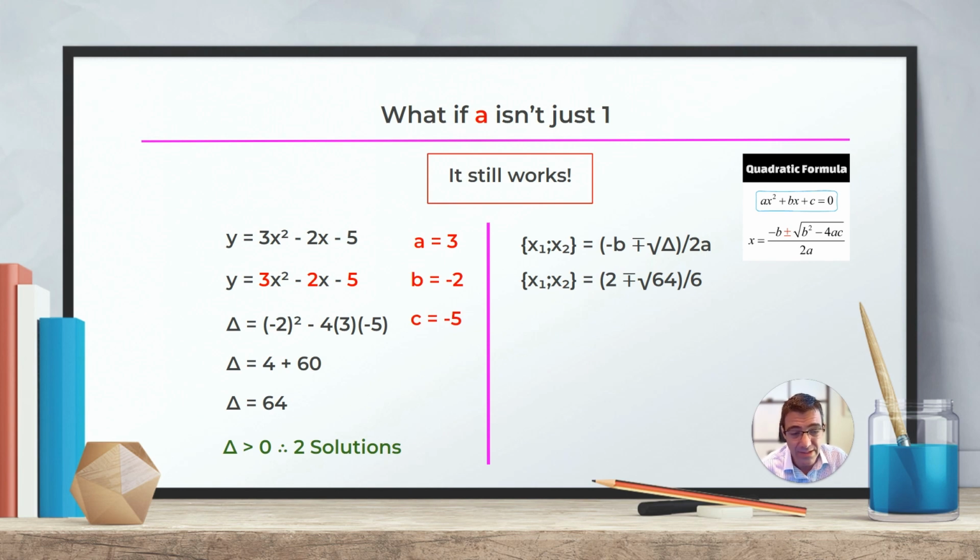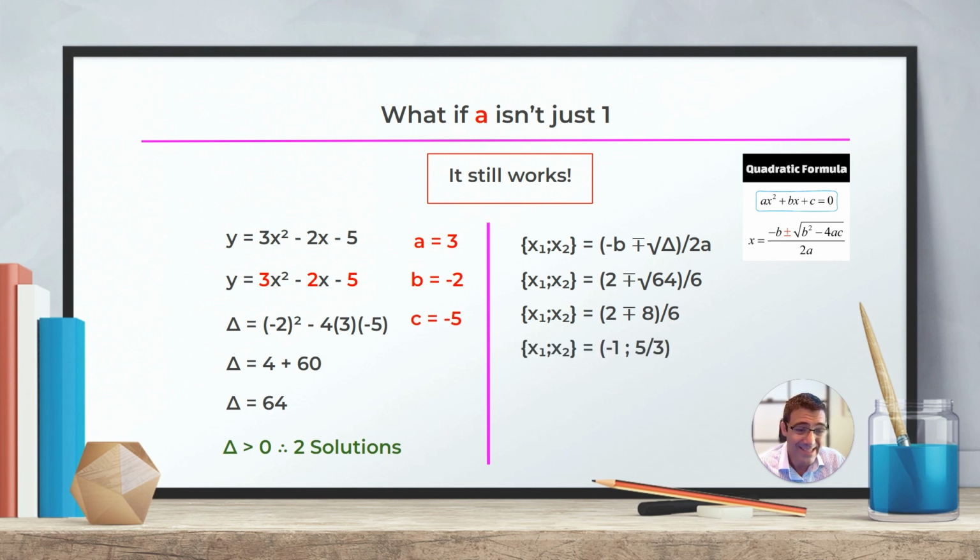And then now this is the difference. You have to think that 2a is 2 times 3. So that's 6. So you have to be a little bit careful here. It's not always just divided by 2. It's divided by 2a. So just be aware of that. That's the difference. And as we do this, we get 2 plus or minus 8 divided by 6.